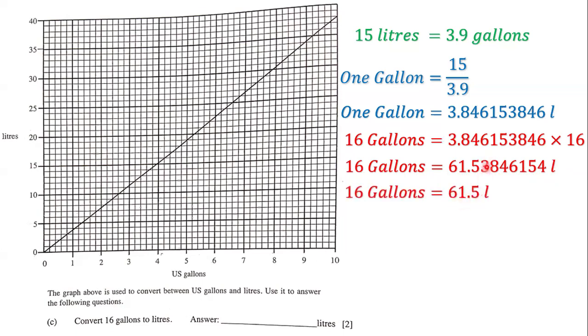And we know that because 3 is less than 5. And so since 3 is less than 5, we cannot round up. And so we leave it as 61.5, and the rest of the decimals, we eliminate them. And so this answer, 16 gallons, is going to be equal to 61.5 liters, correct to 1 decimal place. And so the answer here is 61.5 liters.